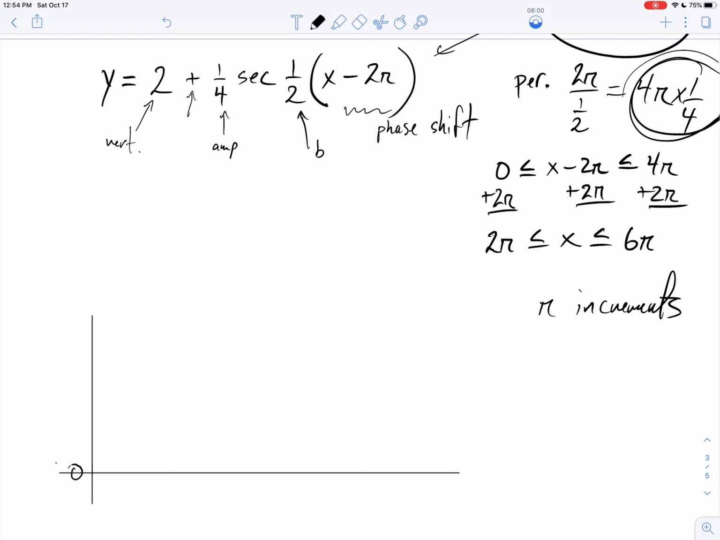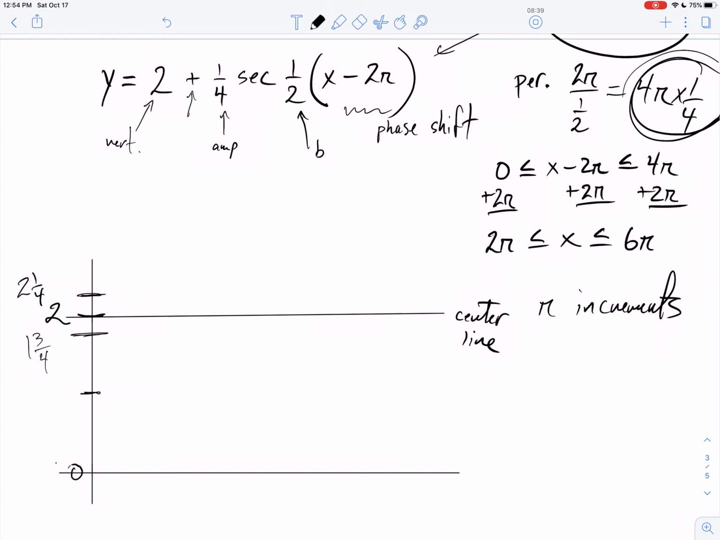Okay, so that's at 0, but my vertical move is up 2. I'm going to make my move really big. I'm going to say that's 1. I'm going to say that's 2. That's going to be my center line because I know that I'm going to go a little tiny bit above it. I'm going to go 1/4 below it, so I'm going to say that's 1 3/4. And then I'm going to go 1/4 unit above it. I'm going to say that's 2 1/4. Okay, so that I have my amplitude as compared to my center line.